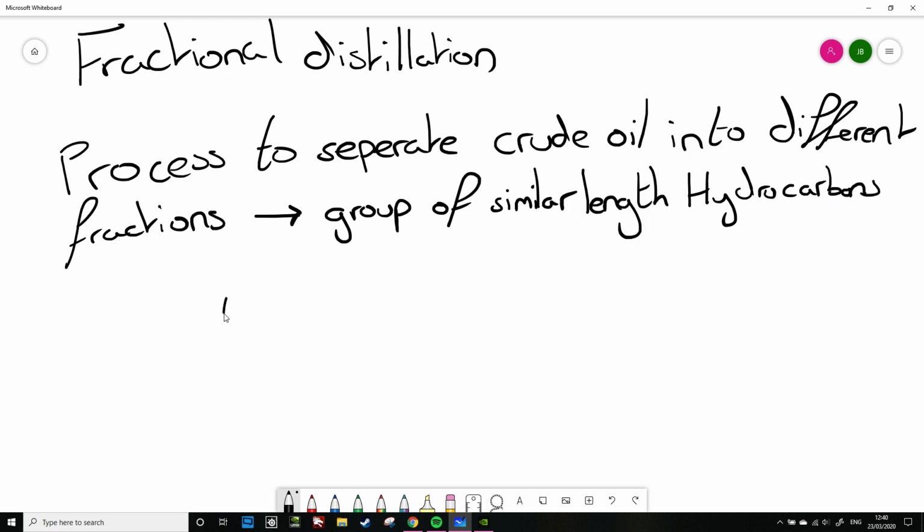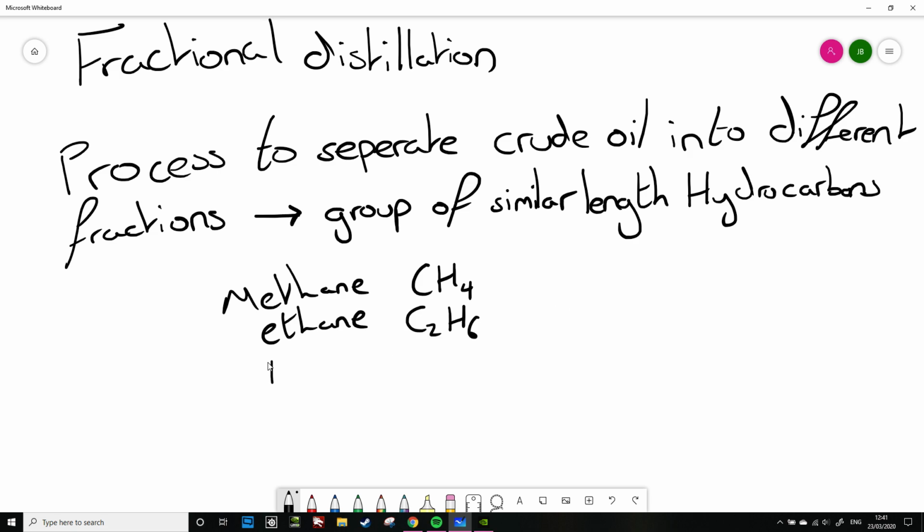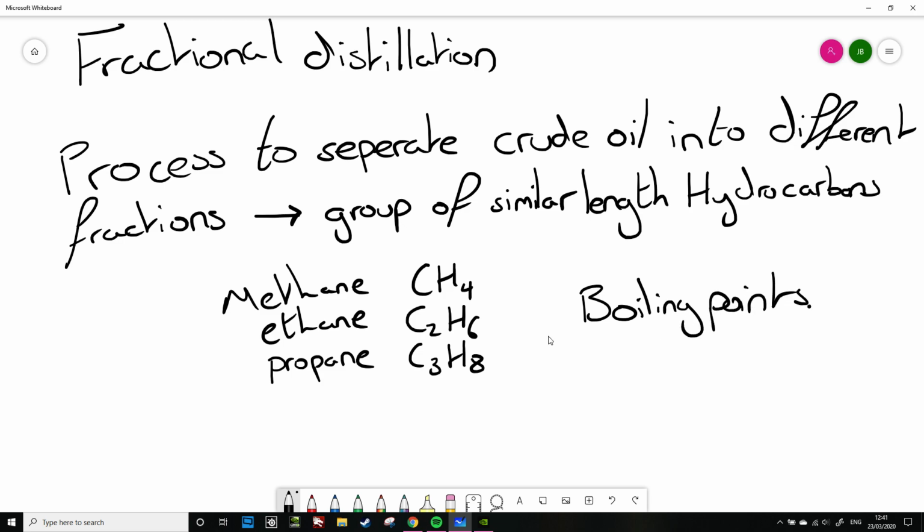So for example, methane being CH4 and ethane being C2H6 are similar in length. There's only one between. And to be honest, even propane with C3H8, these are all similar. This is what I would call a fraction. They have similar properties, similar boiling points. And boiling points is the key part to this.